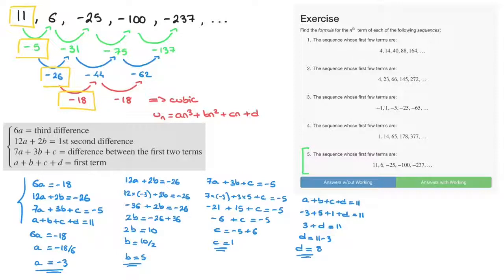We now have all 4 coefficients. We have a, b, c, and d. So we can go ahead and state that this sequence's formula is un equals negative 3n cubed plus 5n squared plus 1 times n, we just write n, plus 8. And we're done. That's the formula for this sequence's nth term.